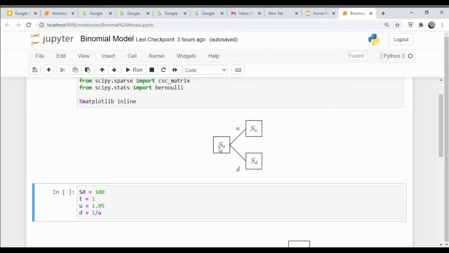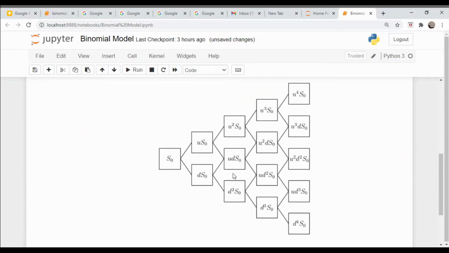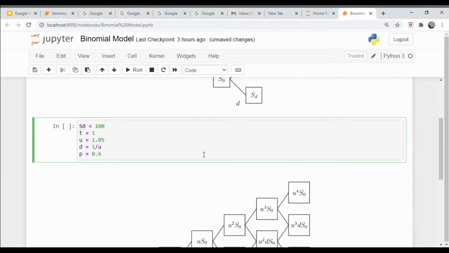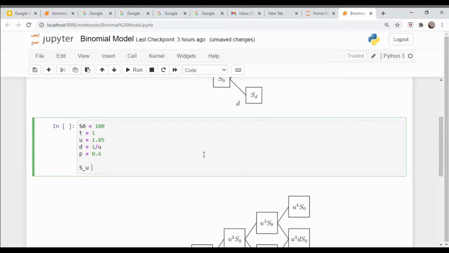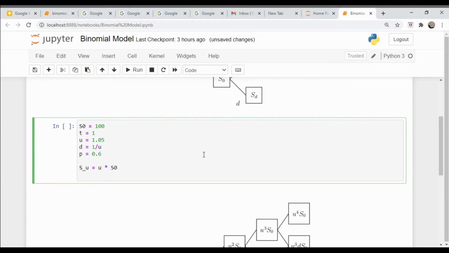For the sake of argument, let's say the probability of going up is, I don't know, let's do 60%. So P is equal to 0.6, and obviously 1 minus P is 0.4. This enables us to calculate both of these. I call them SU and SD down here, and I gave them numerical indices. So let's say S sub U is equal to U times S naught. And likewise, S sub D is equal to D times S naught.